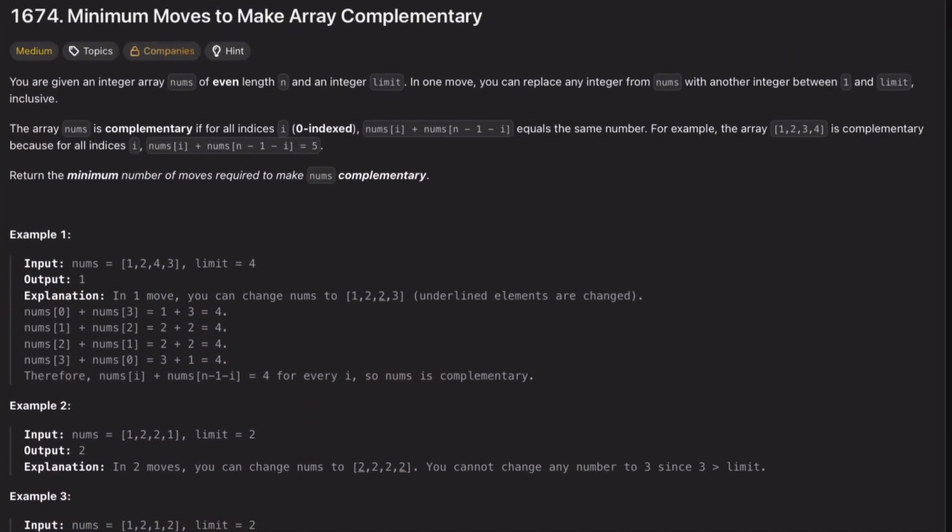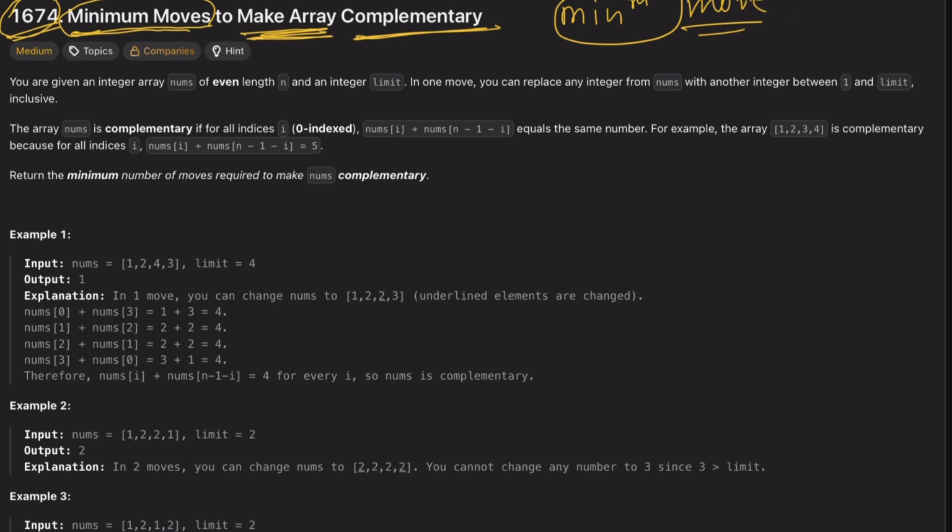In this video, we are going to understand LeetCode problem number 1674. This problem looks very interesting because the question says that we have to find the minimum moves to make the array complementary. What we have to find is the minimum moves to make the array complementary. What is the meaning of complementary?